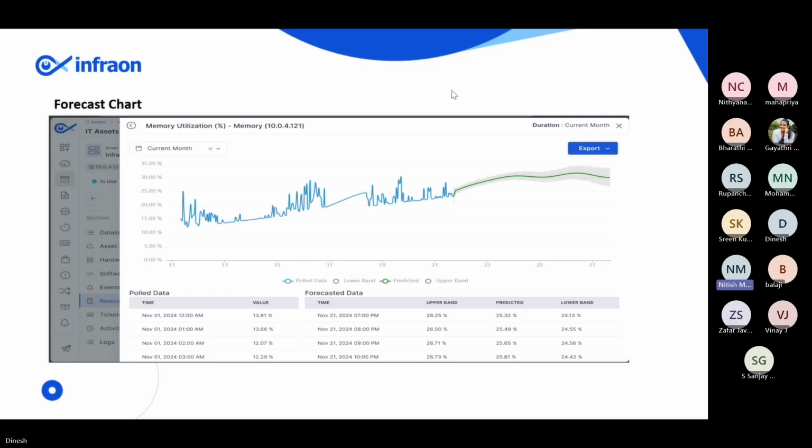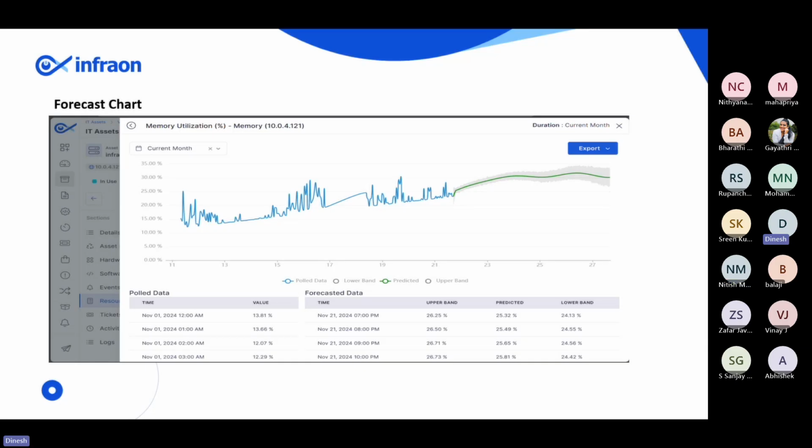So Dinesh, one query. It will basically analyze your data day to day, right? How much data, memory or CPU is utilized by the server, and on that basis it will predict your future consumption, right? Yes, exactly. This can be applicable not only to your network devices, it can be applicable to your servers also.